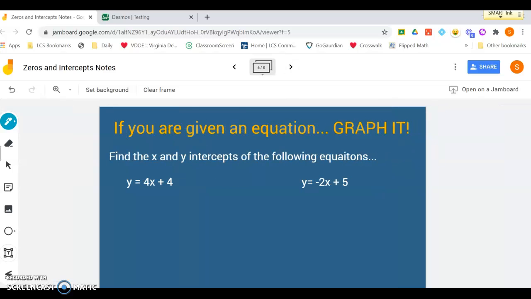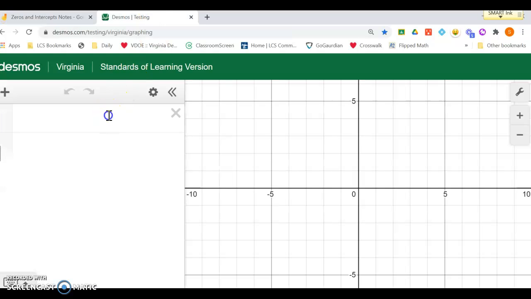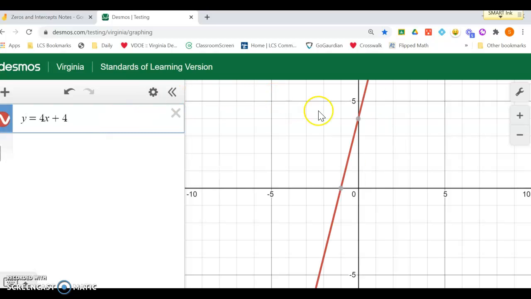If you're given an equation and asked to find the x and y intercepts, or the zeros, we're going to do the same thing, but we're just going to take our equation and type it in Desmos. So I'm going to take y equals 4x plus 4 and go to my Desmos calculator and type the same thing, y equals 4x plus 4. And Desmos is really awesome because it puts points on the x-axis and the y-axis of where your intercepts are. So you just have to figure out which one is the x and which one is the y.